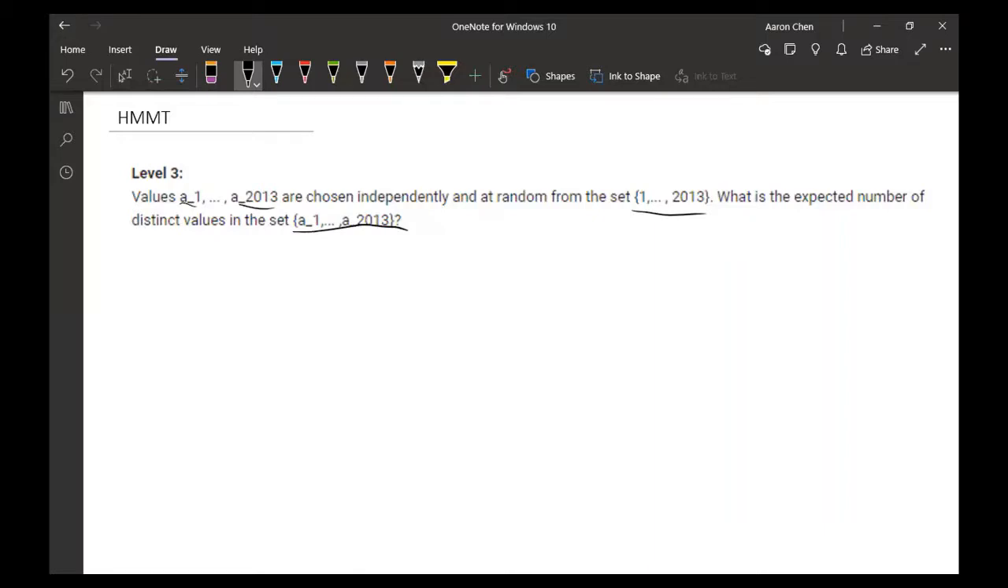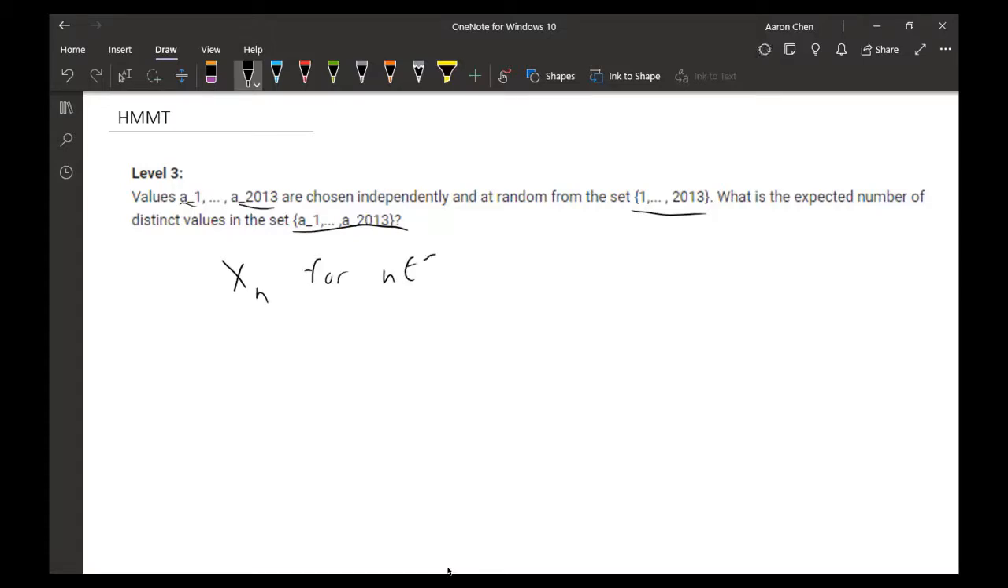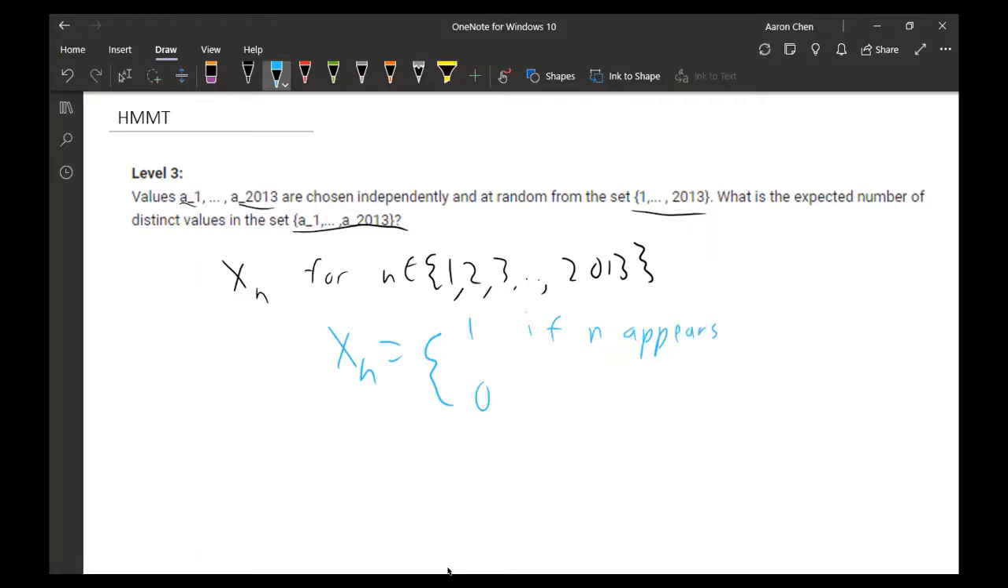So we can define a variable xn for n in 1, 2, 3, all the way to 2013, such that xn is equal to either 1 or 0. And so it's 1 if n appears in one of A1, A2 to A2013, and 0 otherwise.